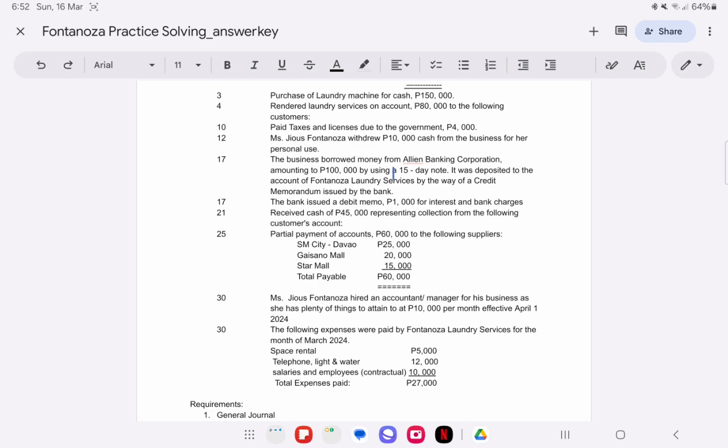So what would be your value received? Since you, as the business owner, borrowed 100,000, of course you receive cash in bank 100,000, an asset. And your value parted with is, since you are negotiating, you are going to ask for a loan. And this is a 15-day note.